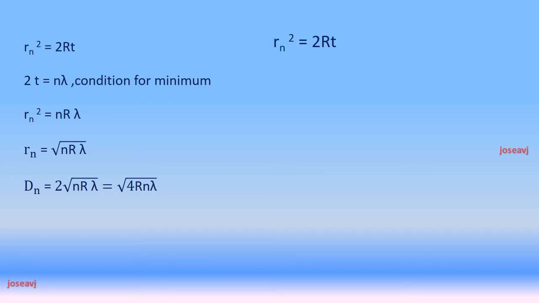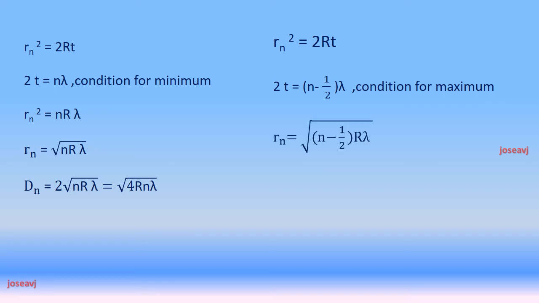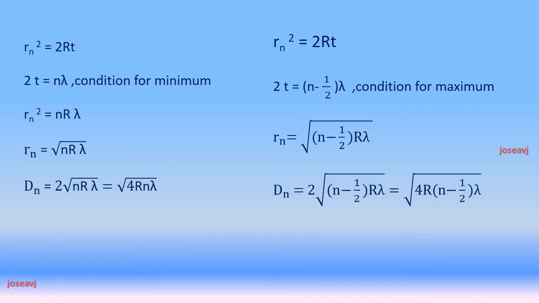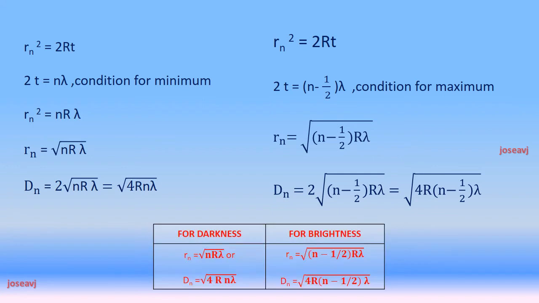Similarly, if we express 2t as (n − 1/2)λ, the condition for maximum, we get Rn = √((n − 1/2)Rλ), or the diameter of the nth bright ring is √(4R(n − 1/2)λ). That is, the dark ring expression is Dn = √(4Rnλ). The bright ring diameter is √(4R(n − 1/2)λ). R is the radius of curvature of the plano-convex lens, n is the order, and λ is the wavelength.